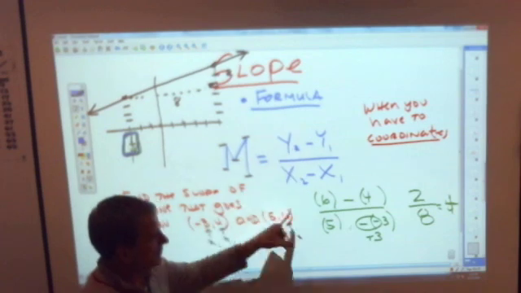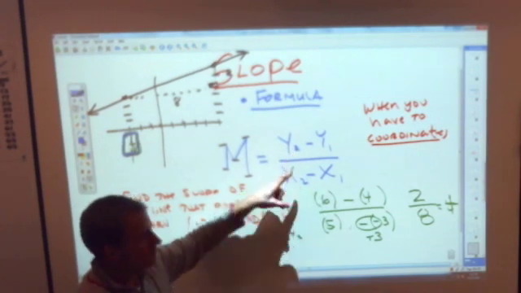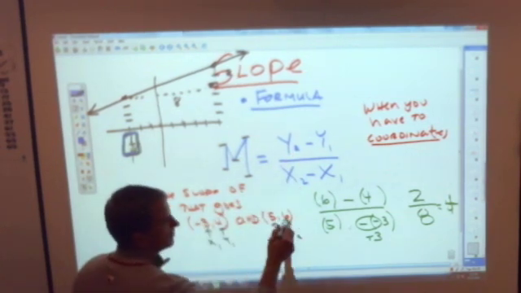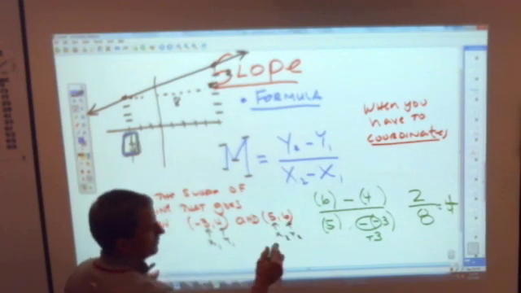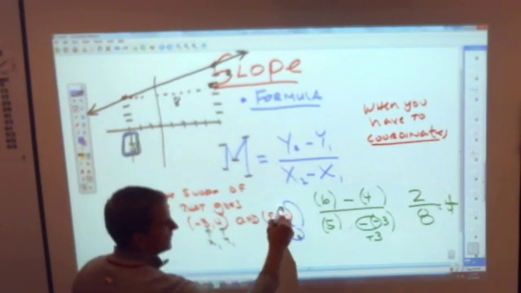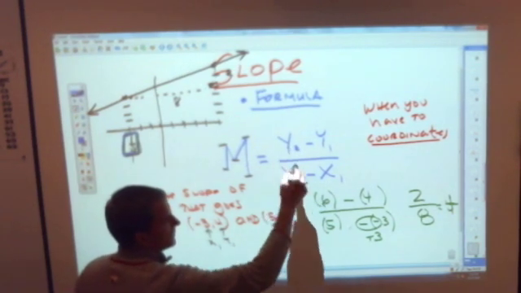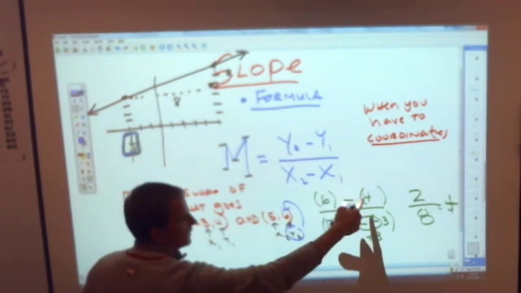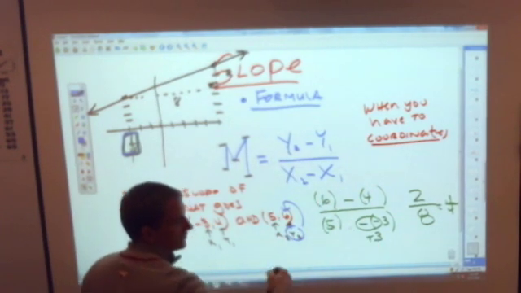See this? My Y2 is 6, and in my formula, this was my Y2 minus Y1 over X2 minus X1.